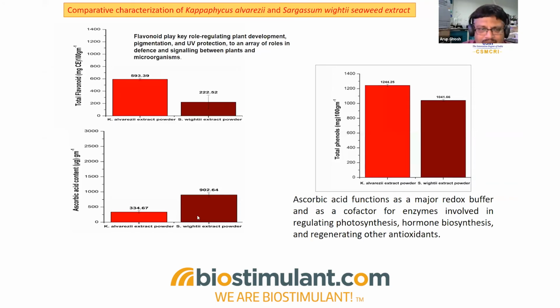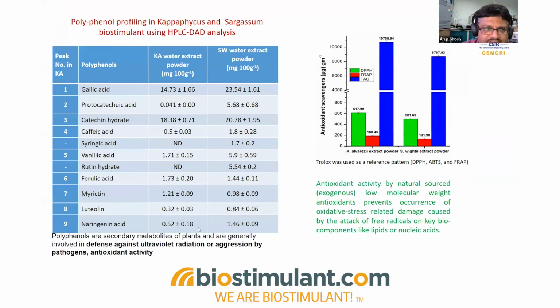We found differences in total flavonoid content, ascorbic acid content, and total phenols content. Even the speciation of the polyphenols was done, and we found that different seaweeds, like KA, which is Kappaphycus alvarezii, and SW, which is Sargassum wightii, differ. KA is a red seaweed and SW is a brown seaweed. The content not only varied, but certain chemicals were absent in one seaweed when compared to the other. So different types of seaweed contain different constituents which also differ in their bioactivity.